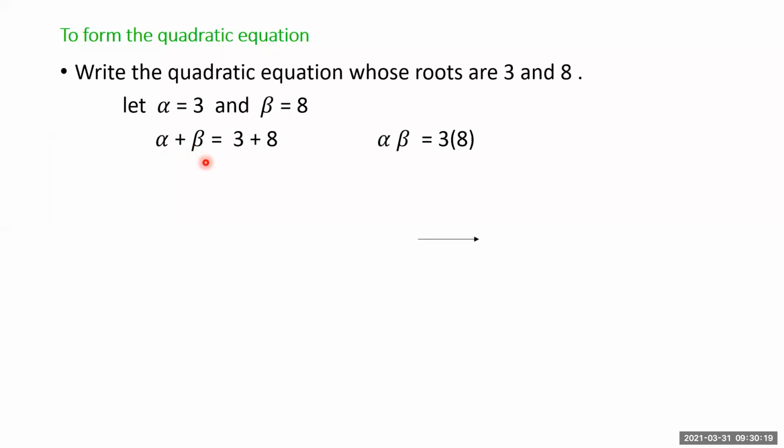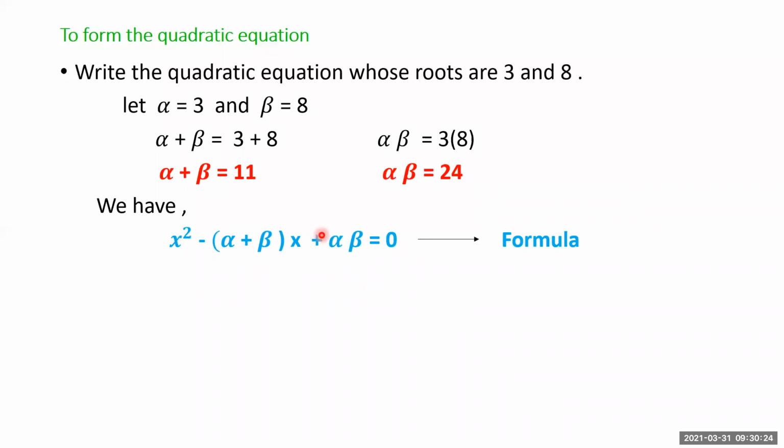Actually, this is the formula: x square minus alpha plus beta into x plus alpha into beta equal to 0. Whatever we need here, alpha plus beta and alpha into beta. So first let us find alpha plus beta. 3 plus 8, you will get 11. Then alpha into beta, 8 into 3, you get 24.